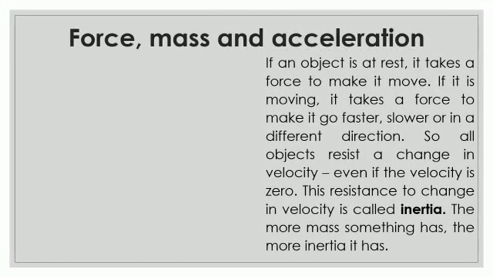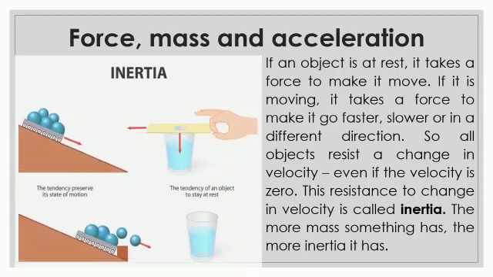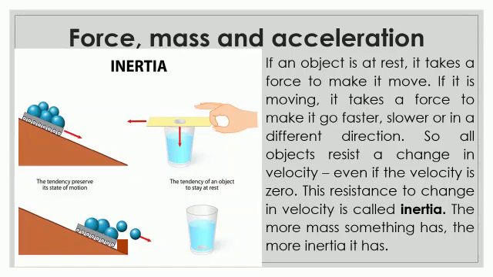If an object is at rest, it takes a force to make it move. If it is moving, it takes a force to make it go faster, slower, or in a different direction. So all objects resist a change in velocity even if the velocity is zero. This resistance to change in velocity is called inertia. The more mass something has, the more inertia it has.